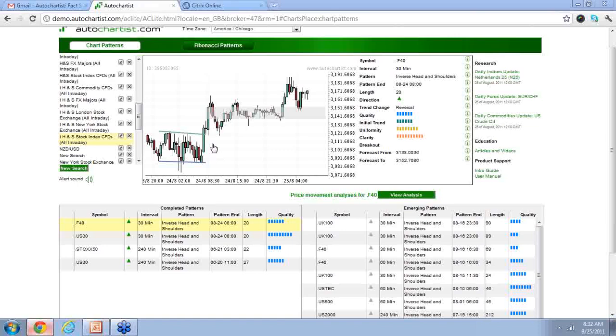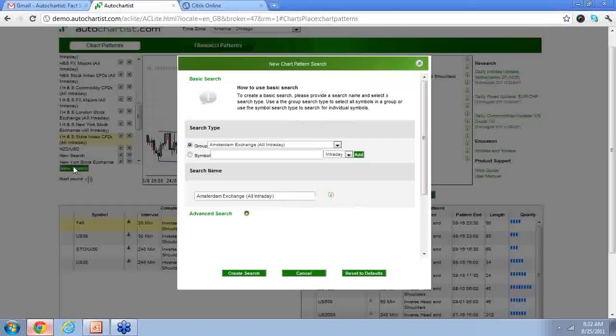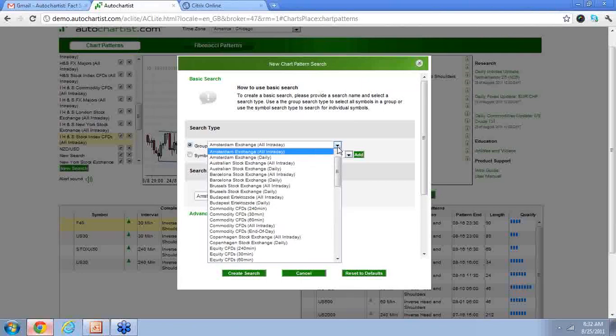Okay, now some traders out there who are listening have auto chartists, and they may be curious on how to come up with these filters. And there may be some new people out there too who are looking at the program for the first time. So I thought I'd go through the steps that show you how to come up with these patterns. And the first thing you want to do is go to New Search, okay? And you want to select the market that you're interested in.